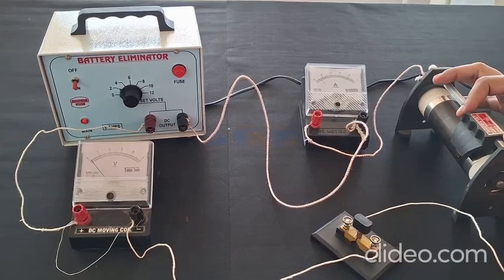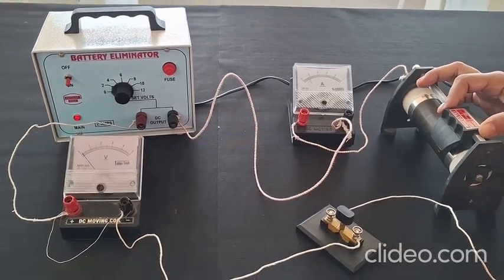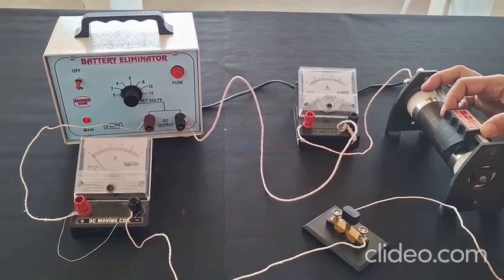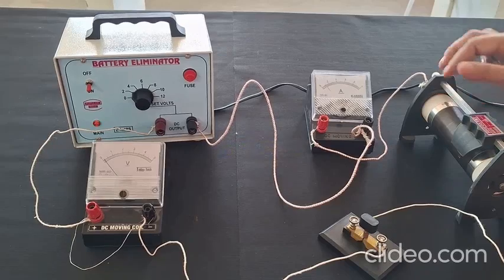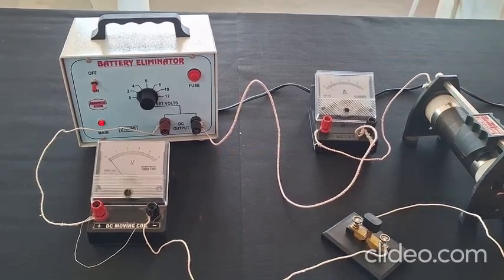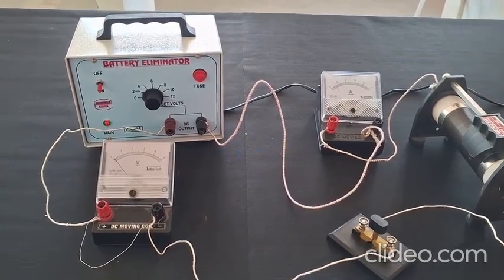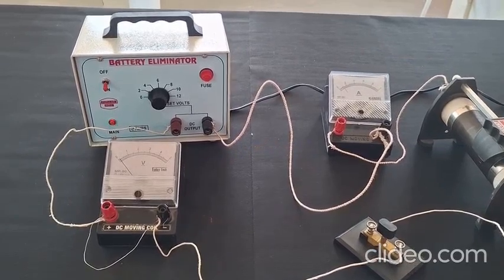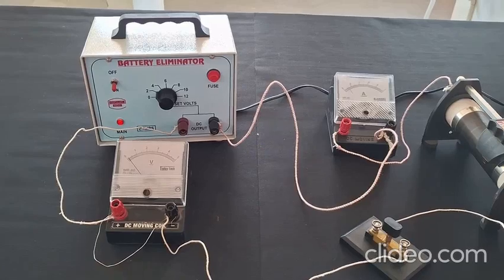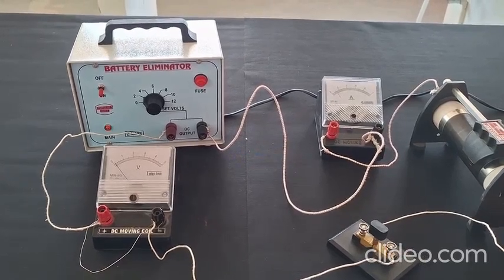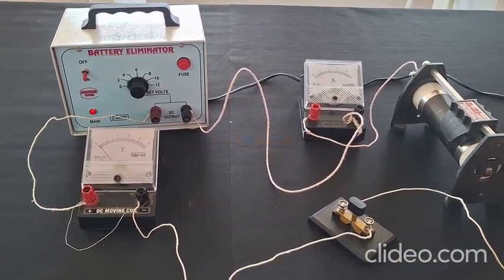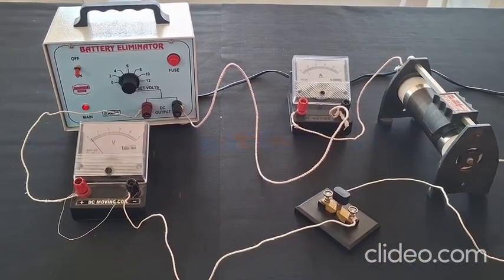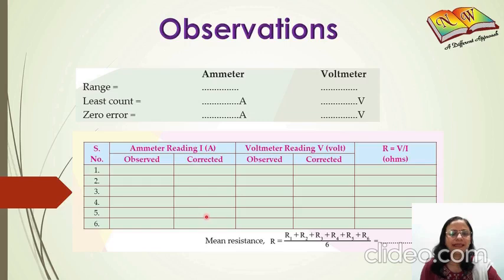Now we will change the resistance using this rheostat. You can see it's decreasing down to 4 units. That gives us the second set of readings. You can take multiple readings like this and then check the V by I ratio. You will find that the V by I ratio will be constant for all the different sets of readings that we will be taking. Let us now note our observations.